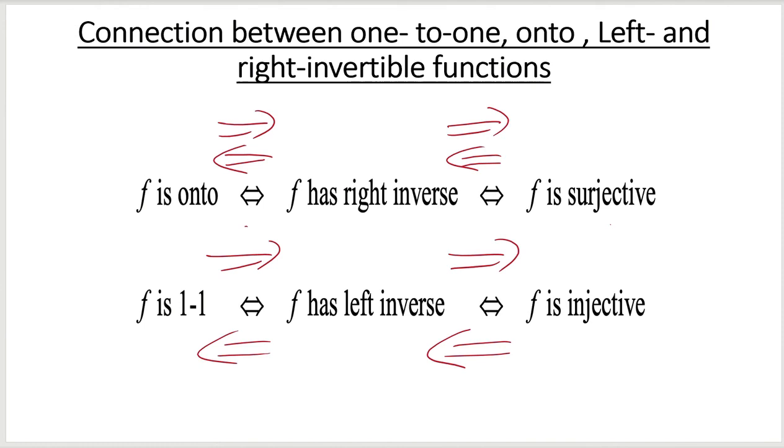So basically this part: if f is onto, then f has a right inverse. If we show that this function is onto, we can conclude it has a right inverse. And if the function has a right inverse, then it is surjective. So basically, if f is 1 to 1, for example here, this implies f has a left inverse. So that's just some key concepts that you have to know.